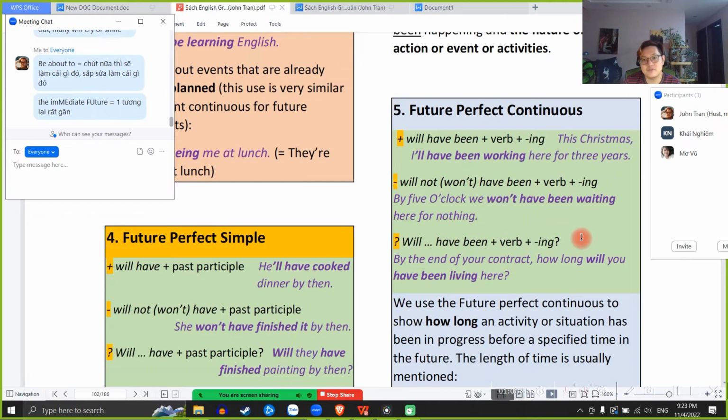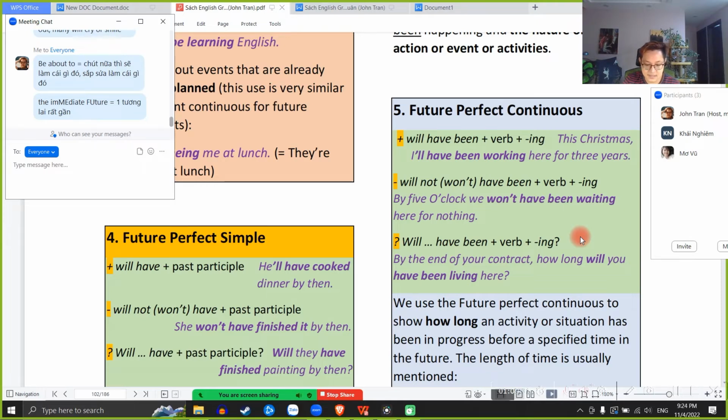Ok, now let's look at future perfect continuous now. Miss Mer, please. Positive sentence. Future perfect continuous positive sentence: will have been plus verb plus ing. This Christmas I will have been working here for 3 years.